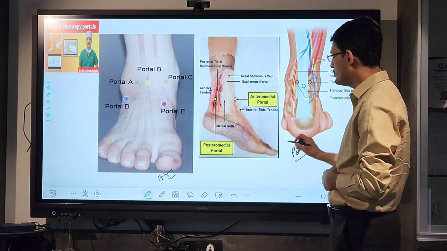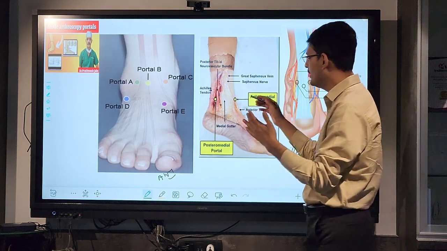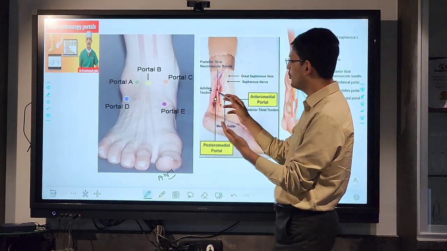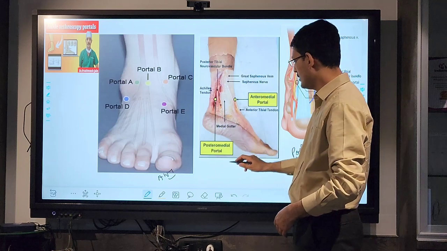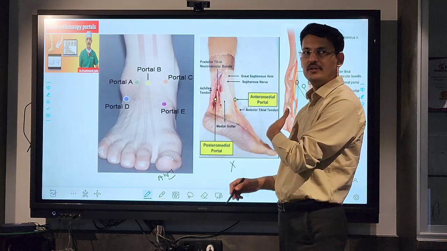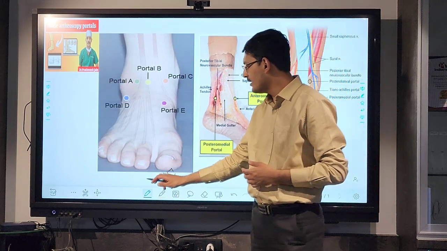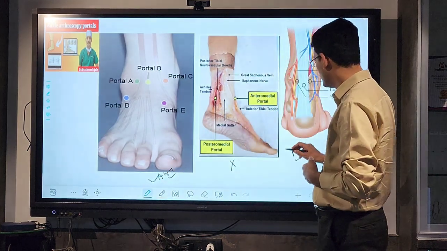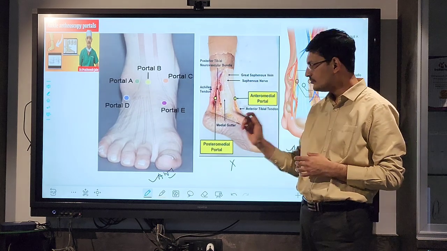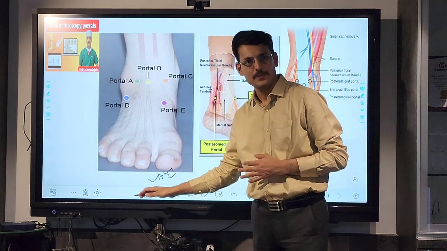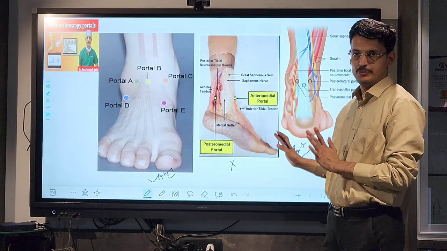There is another approach which is described, a medial approach, on the medial side, where you approach both the sides together, but this is not nowadays recommended. So the most common procedures that we do with arthroscopy are either an anterior ankle arthroscopy and/or a posterior ankle arthroscopy. Now, when to do an anterior arthroscopy and when to do a posterior arthroscopy.